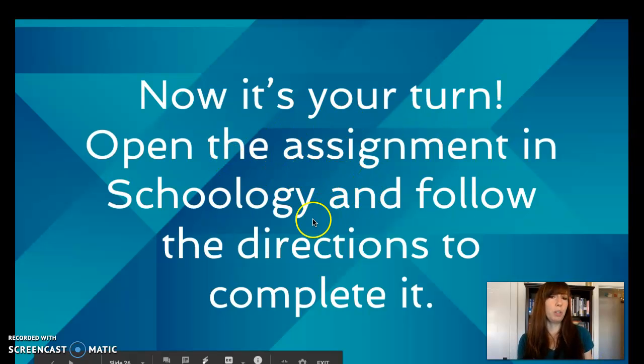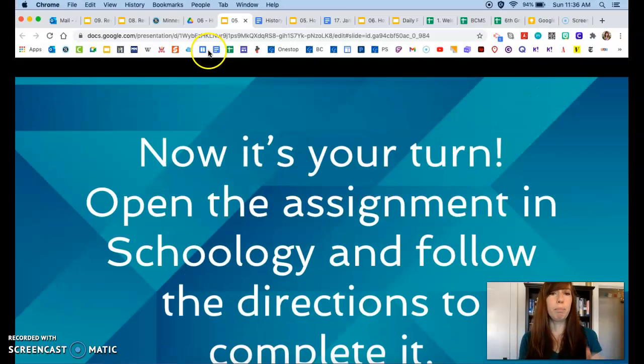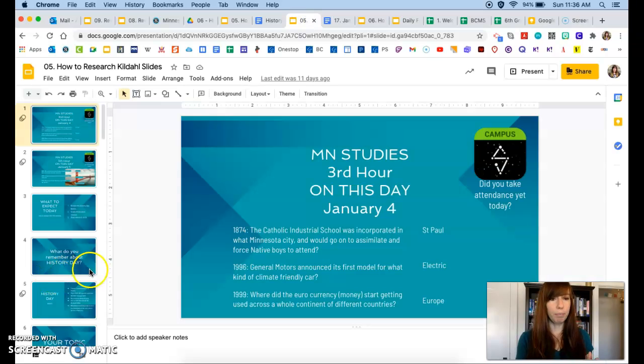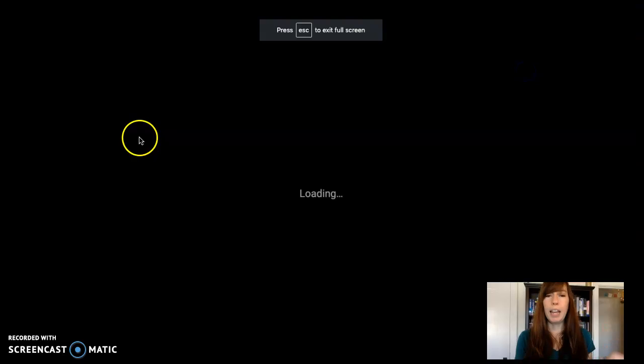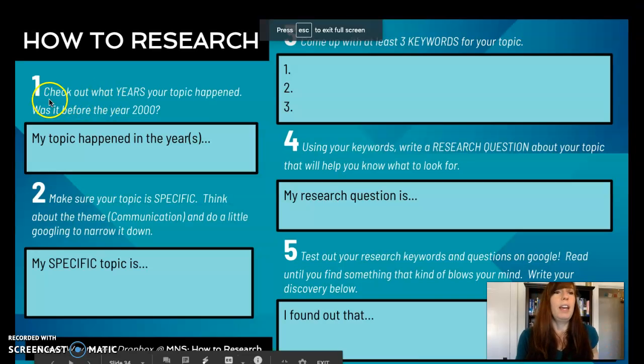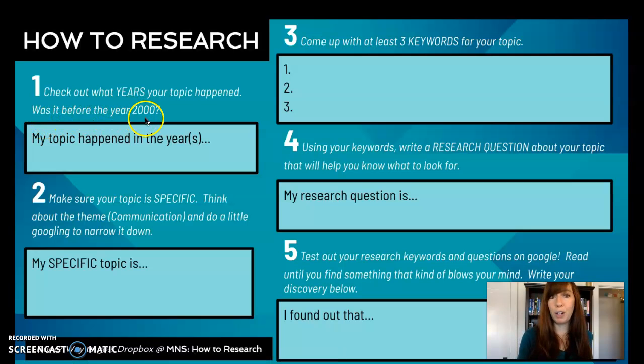Open the assignment in Schoology and follow the directions to complete it. It should look like this. It's called How to Research. Step 1, check out what years your topic happened. Was it before the year 2000? My topic happened in the years. 2, make sure your topic is specific. Think about the theme, communication, and do a little Googling to narrow it down.